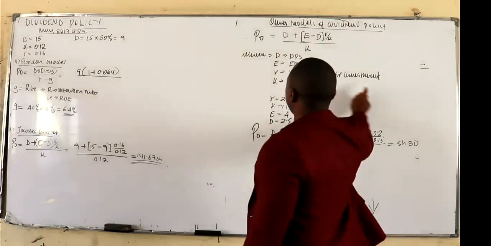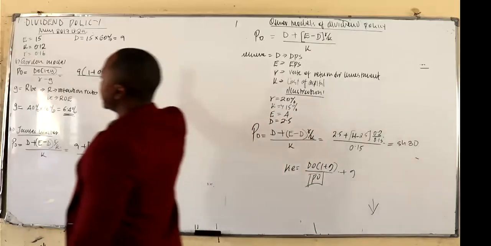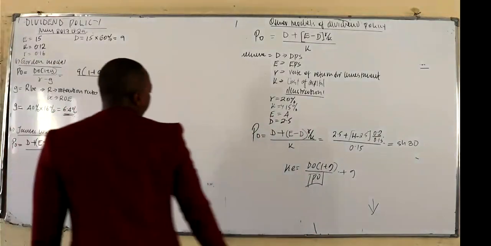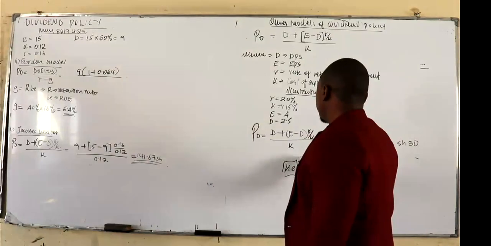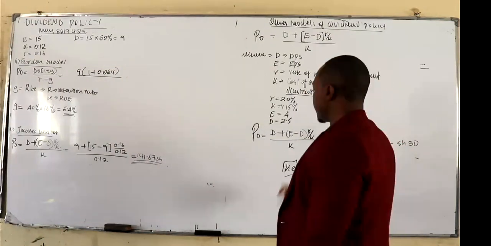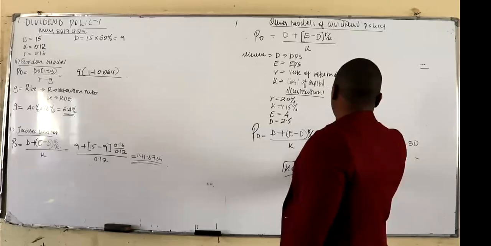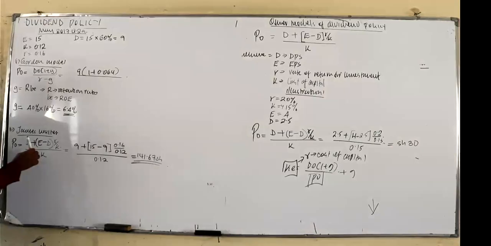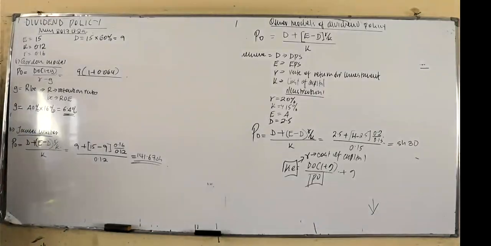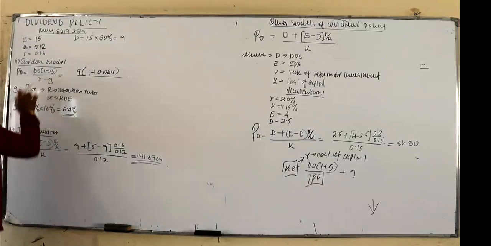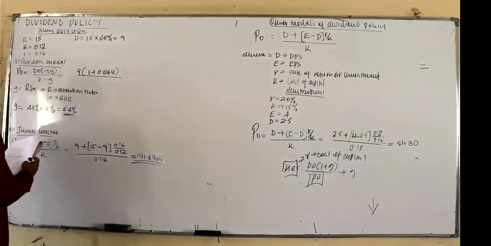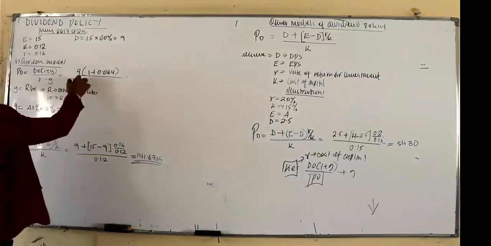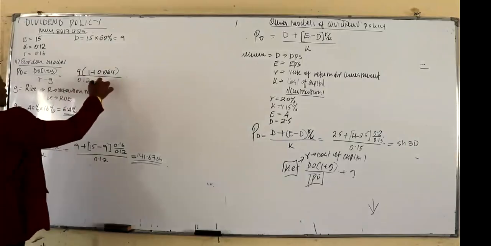Under James Walter, R is the rate of return and K is the cost of capital. But in this case, what you're computing here as our Ke is our R, the cost of capital. So note that under James Walter, R is the required rate of return, but R in this case is the cost of capital. That's the cost of the ordinary share, the capitalization rate, which is 12%, so it's 0.12, and the growth rate is 0.064.